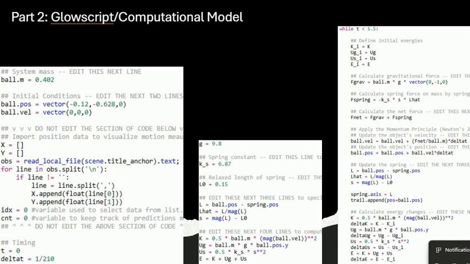Here is the code for the GlowScript, or computational model. As you can see, I put the mass of the ball here, the initial position at the ball dot position, and then the velocity vector is 0, 0, because that's the same as the initial. The gravitational constant, 9.8 meters per second squared, is here. The spring constant, 6.87, and the initial spring position, the relaxed length of the spring, are given here in the code.